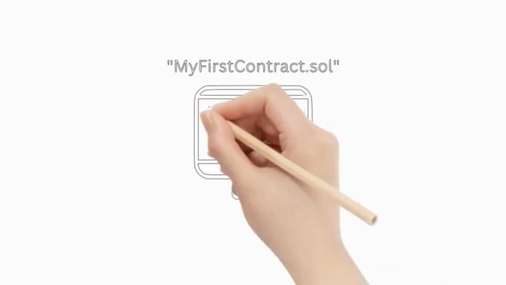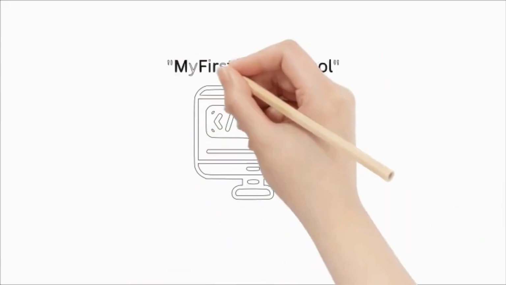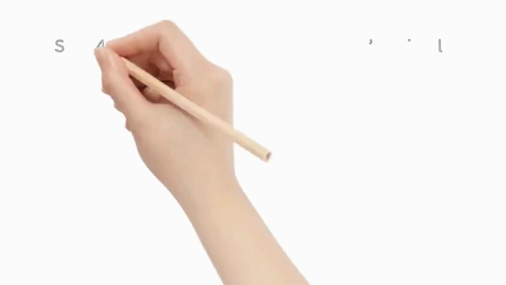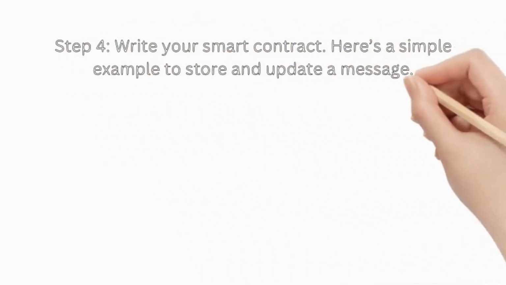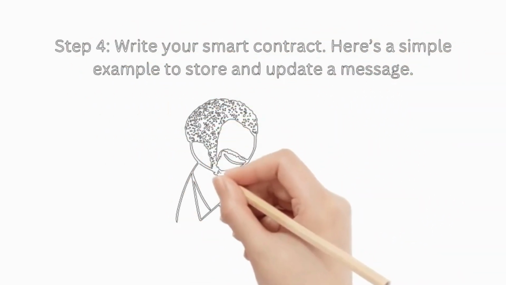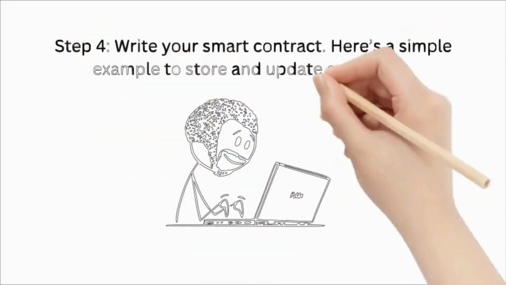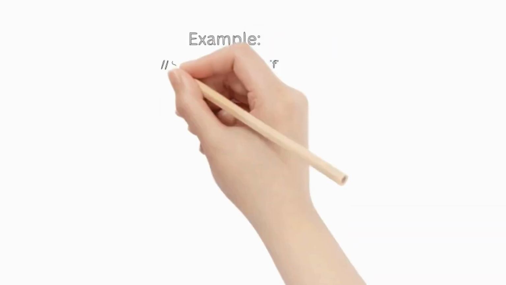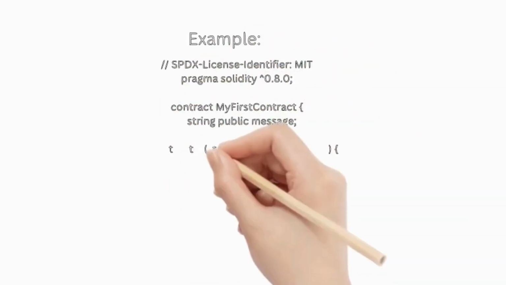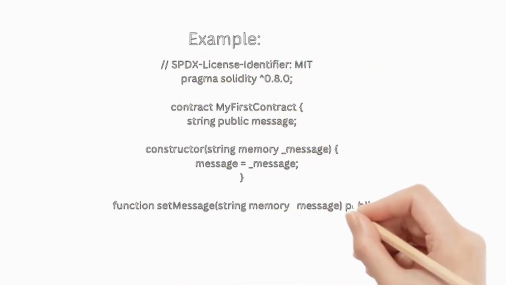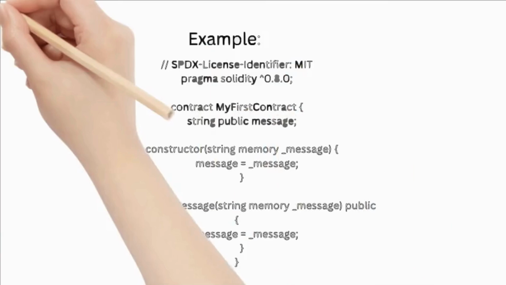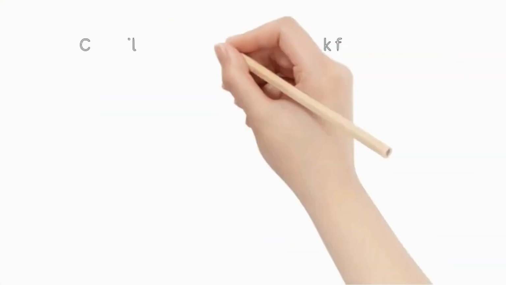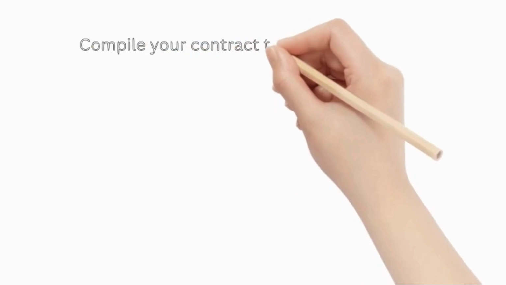Now, let's write our contract. I'll walk you through each line of code, but don't stress, you can just copy and paste what I'm doing if you want. This contract does something super simple: it stores a message and lets you update it. Think of it like a digital sticky note that you can change whenever you want. The message variable stores the text, and the setMessage function lets you update it. Easy, right? Before we deploy our contract to the Ethereum blockchain, let's test it to make sure it works.